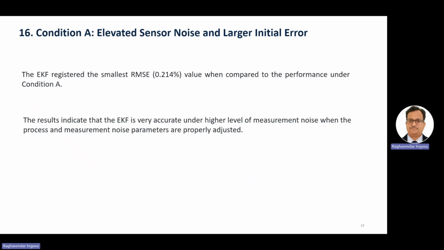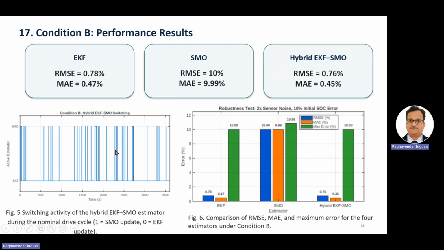Now let us see condition B, where, yeah, this is the switching behavior that we have seen, the switching behavior between SMO and EKF. So the algorithm switches to EKF and SMO depending upon the error, the innovation, as I have explained before. Under nominal conditions, these switchings are very, very less, but under condition B, there is a huge switching between SMO and EKF by the algorithm, depending upon the innovation value.